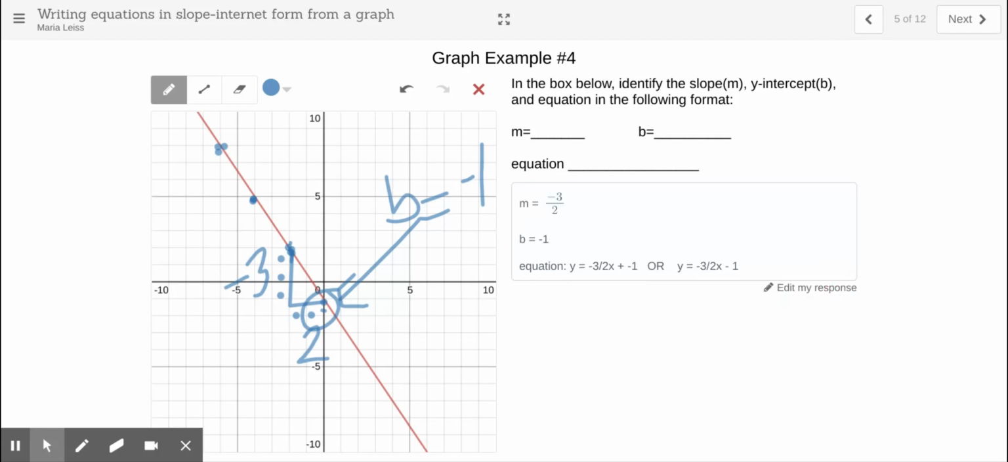Stay tuned for part 2, where we learn how to find an equation from a table.